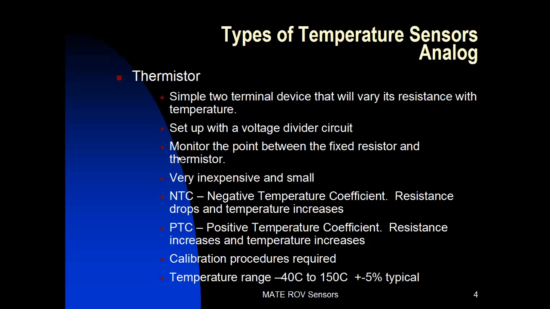We just cannot read the voltage coming out and say, oh, that's 25 degrees centigrade. You will need to do some fairly substantial temperature calibration and curve fitting for these devices. Temperature range runs from -40 to 150 degrees C, and a plus or minus 5% value is typical.